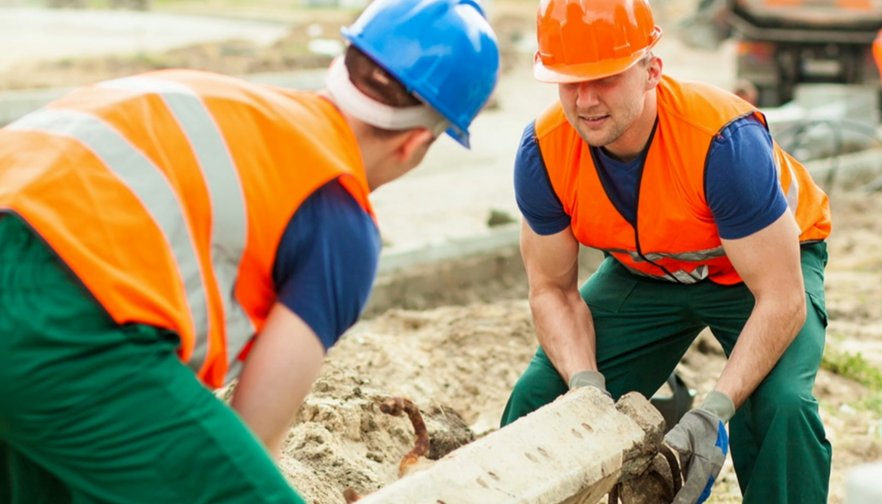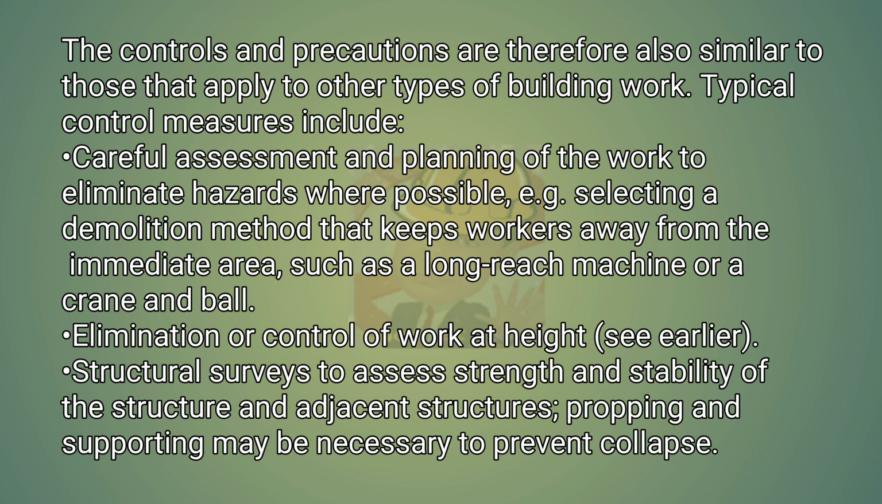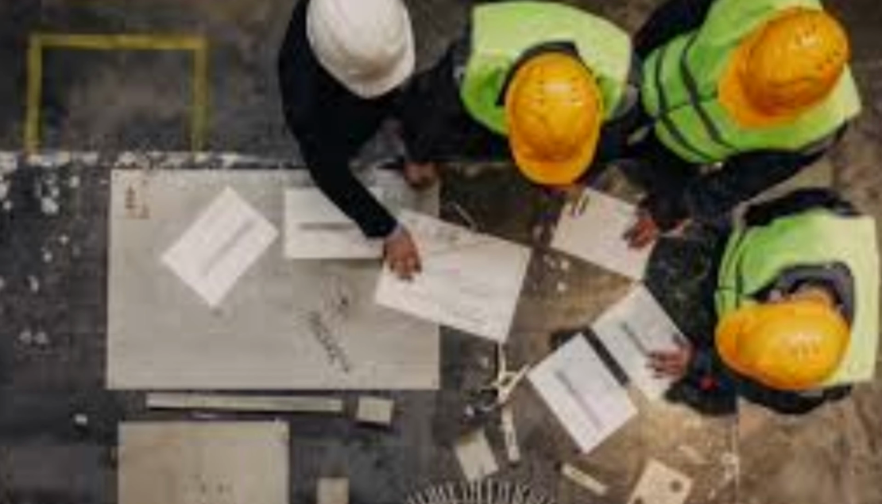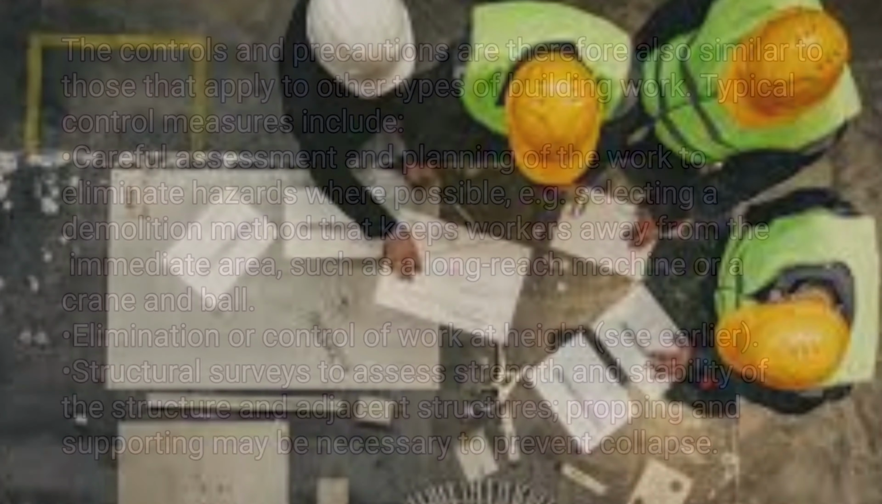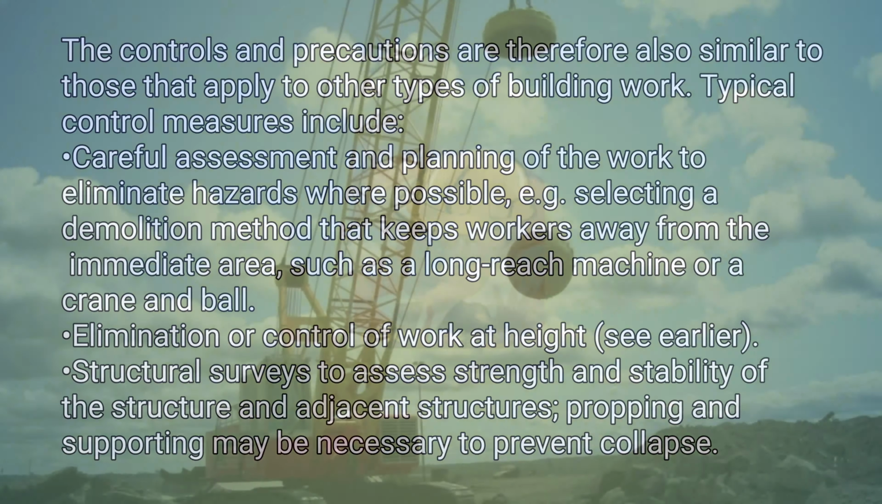Manual handling. The controls and precautions are therefore also similar to those that apply to other types of building work. Typical control measures include careful assessment and planning of the work to eliminate hazards where possible, for example selecting a demolition method that keeps workers away from the immediate area, such as a long-reach machine or a crane and ball. Elimination or control of work at height, see earlier. Structural surveys to assess strength and stability of the structure and adjacent structures.